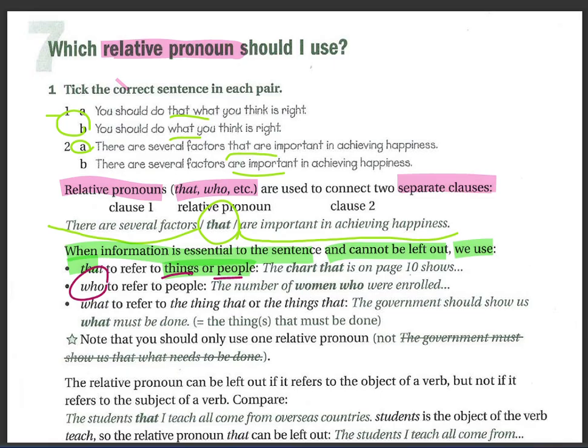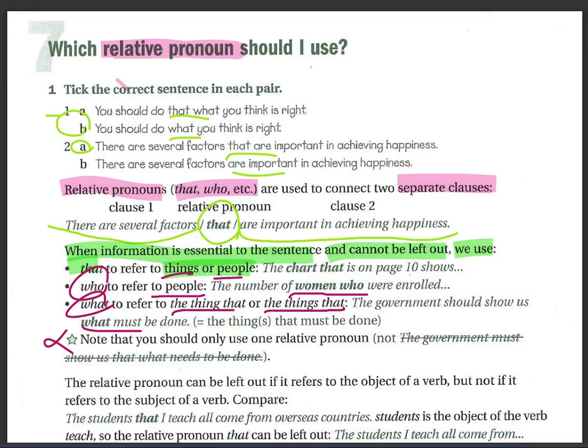Who is used to refer to people: the number of women who were enrolled. What is used to refer to the thing that or the things that, okay, the things just. Look at the example: the government should show us what must be done.